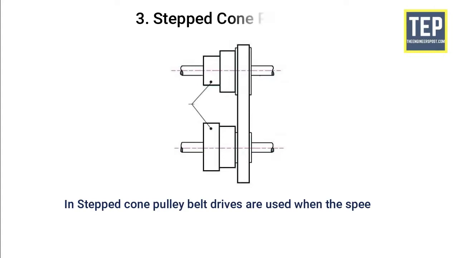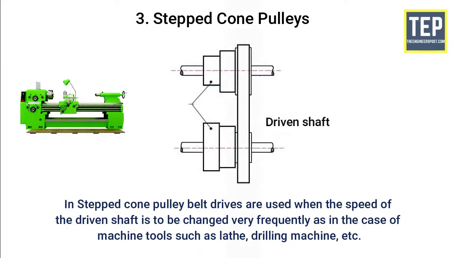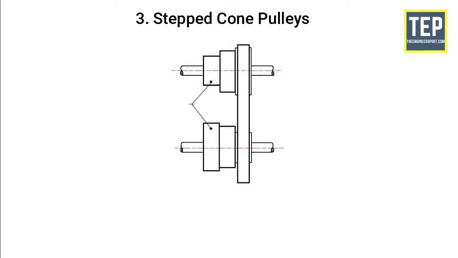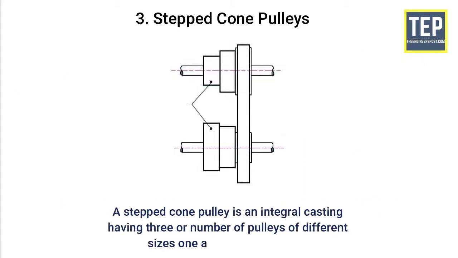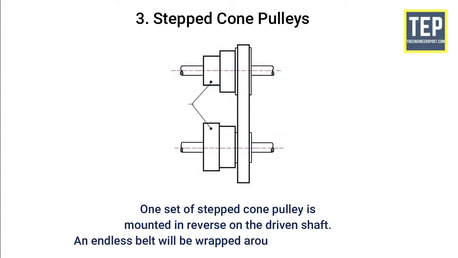Stepped cone pulley belt drives are used when the speed of the driven shaft is to be changed very frequently, as in the case of machine tools such as lathe, drilling machine, etc. A stepped cone pulley is an integral casting having three or more pulleys of different sizes, one adjacent to the other. One set of stepped cone pulley is mounted in reverse on the driven shaft, and an endless belt will be wrapped around one pair of pulleys.